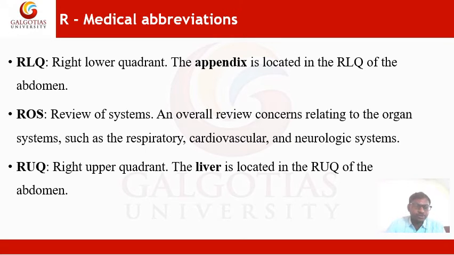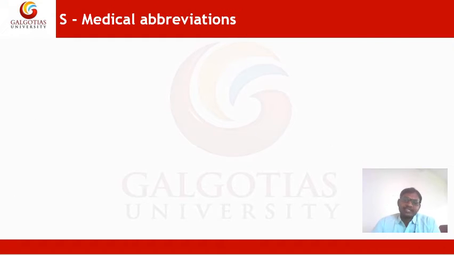Next, RUQ, right upper quadrant. The liver is located in the right upper quadrant region of the abdomen. Next, medical abbreviations.